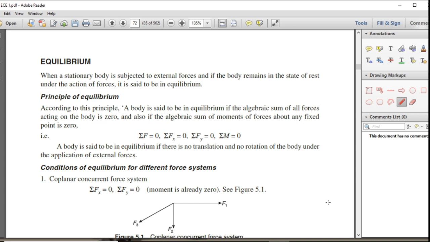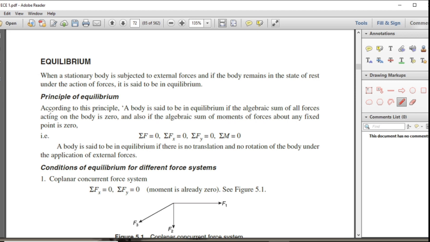Okay. So, what is equilibrium? When a stationary body is subjected to external forces, and if the body remains in the state of rest under the action of forces, then the body is said to be in equilibrium. So, a body is subjected to external forces, and if the body remains in the state of rest under the action of forces, what they are telling is that in spite of the applied forces, the body remains in the state of rest, meaning it is unaltered or undisturbed. Okay, if that is the condition, then the body is said to be in equilibrium.